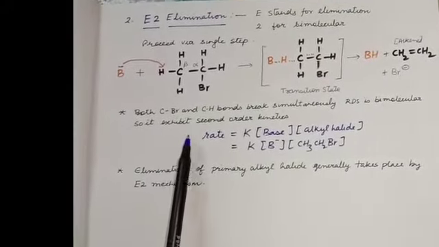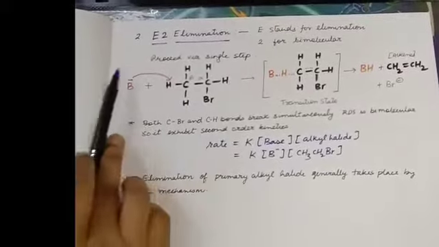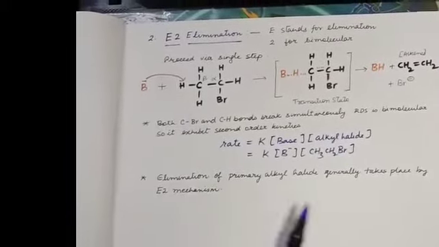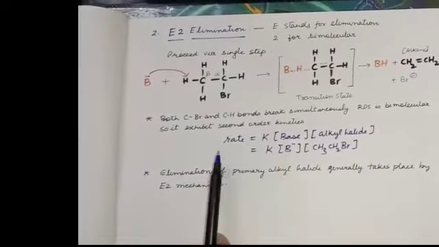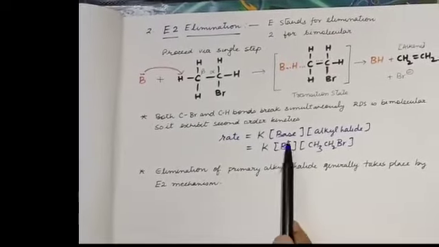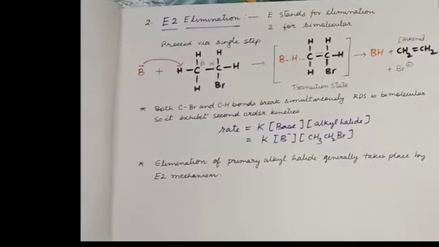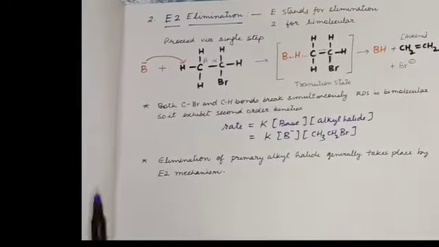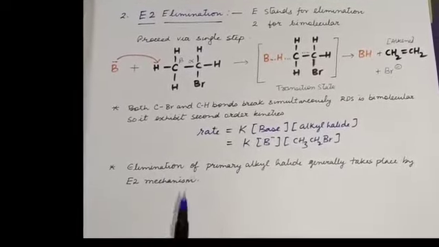So here, as both the alkyl halide as well as the base are involved in the rate determining step, that's why it follows second order kinetics. So the rate will be directly proportional to the concentration of base as well as alkyl halide. So this is generally observed in the primary alkyl halides.